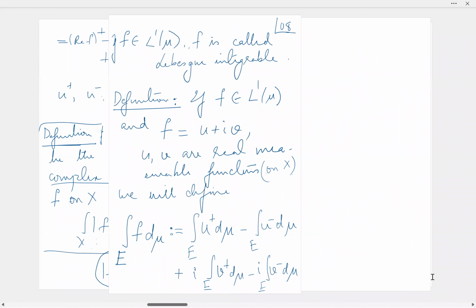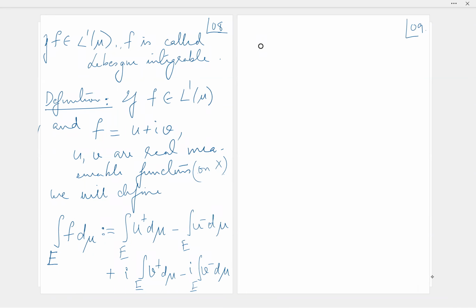For any E belonging to M. So of course E can be X and there is no problem. I have defined this, but we don't know if these things are finite. If one of them is infinity, then we have trouble. First thing we know, each of these is defined, right? U plus, U minus, V plus, V minus are non-negative measurable functions. So we know how to define their integrals, and we can put i there. That's okay. So this makes sense. Whether it's finite or not, we don't know yet. It could be infinity, assuming we take i times infinity to also be infinity.